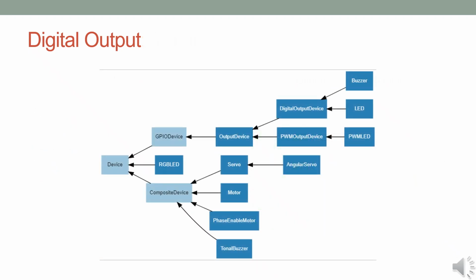gpiozero defines a variety of objects to represent different hardware components. In this diagram, you can see a tree structure that categorizes these objects into groups. This object-oriented approach to programming with Python makes the code more structured and modular. However, it also means the concepts can be slightly more complex to understand at first. That said, once you start building real projects, this structure becomes extremely useful. It allows for clearer, more scalable code and simplifies the process of managing multiple devices through the GPIO.